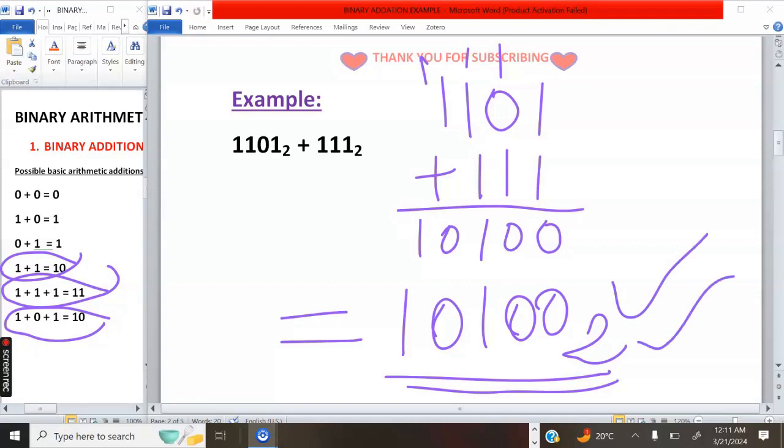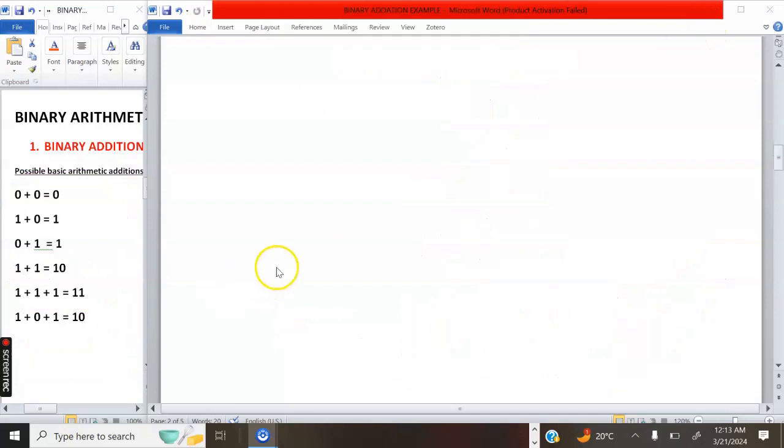I hope you have understood how to go about this one. As long as you are able to interpret what we have on this side, the rest of the working will be quite easy for you. Okay, let's have another last example on addition.